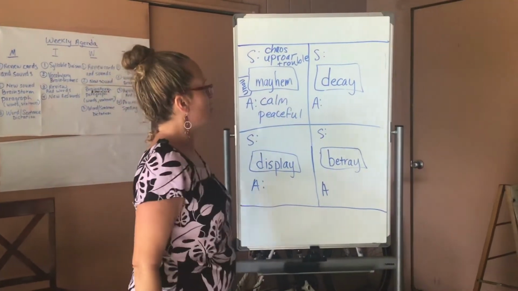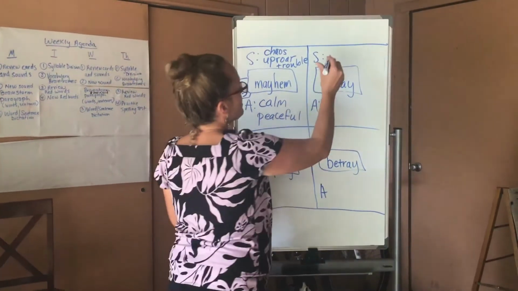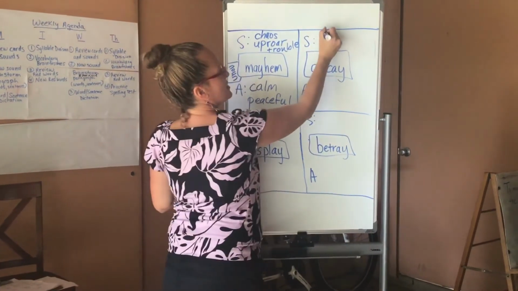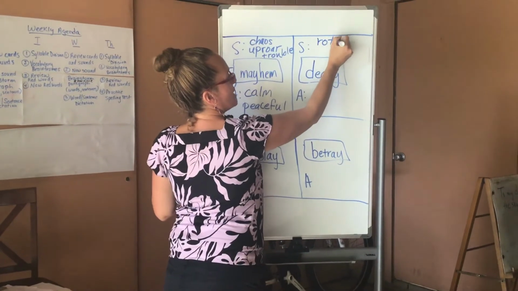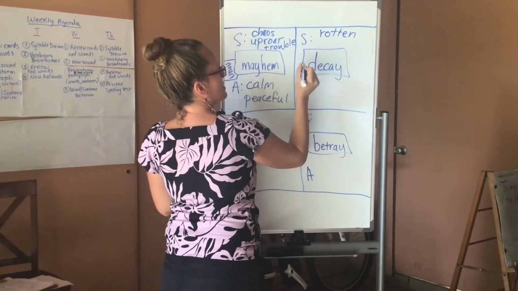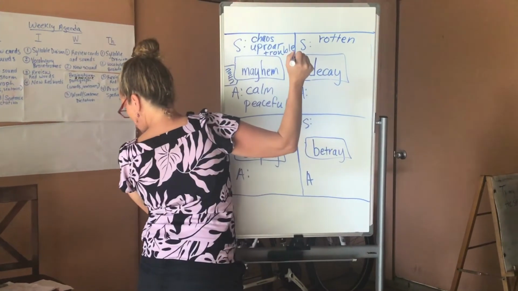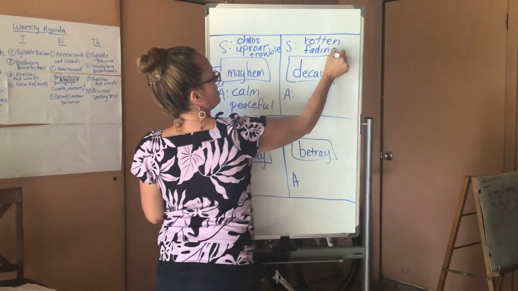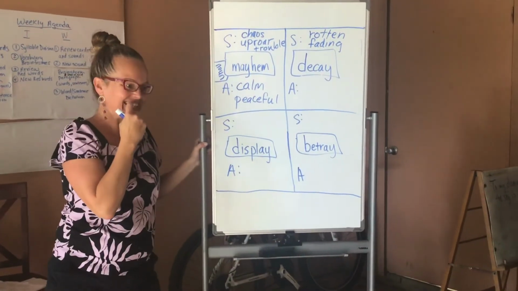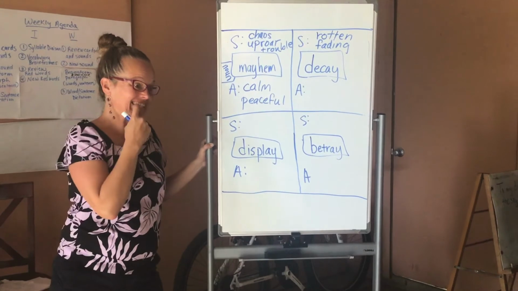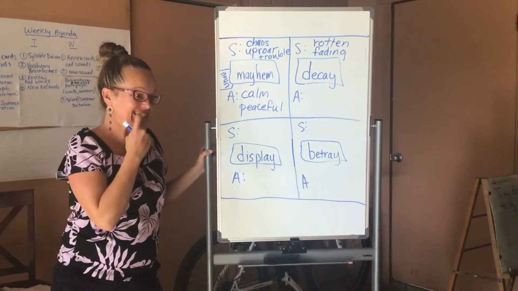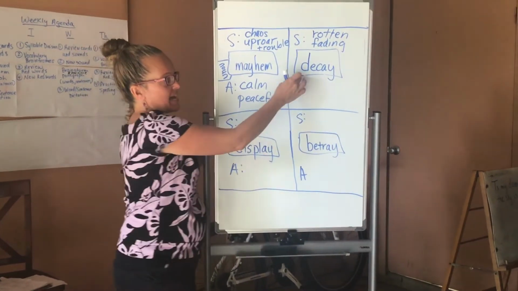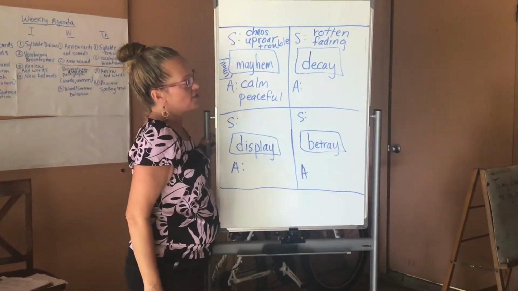Okay. The next word is decay. And the synonym for that is something that's rotten, that rots. Something that is ruined or fading. Tell me something that decays. If you don't brush your teeth, you're going to get decay and you're going to get a cavity. So you want to make sure to brush your teeth.